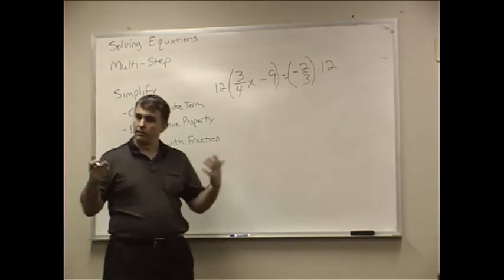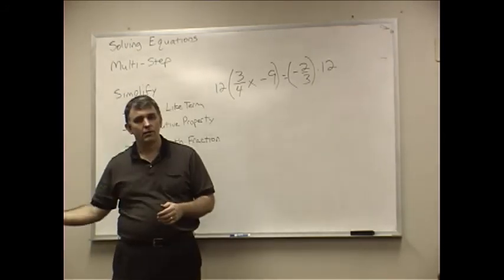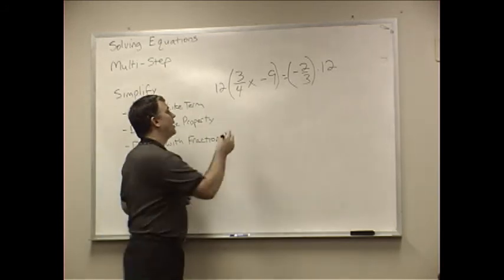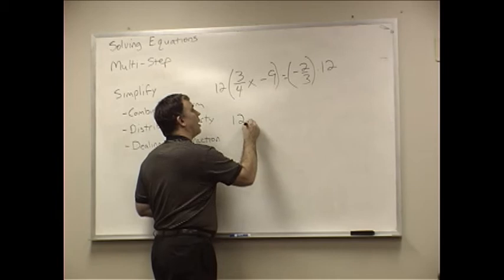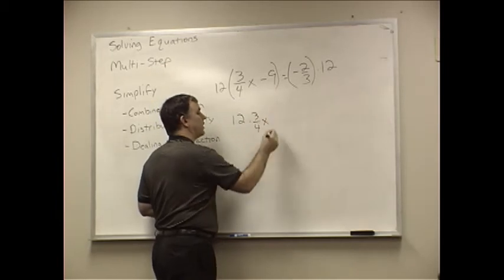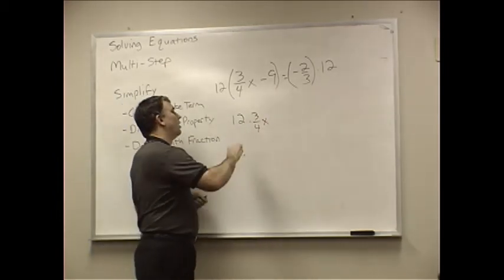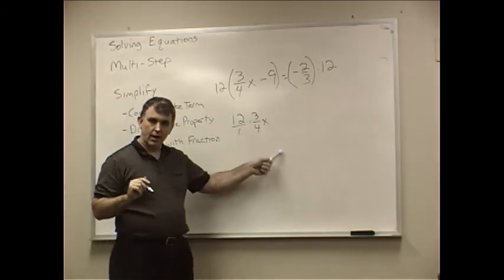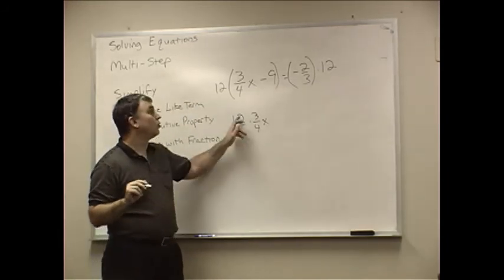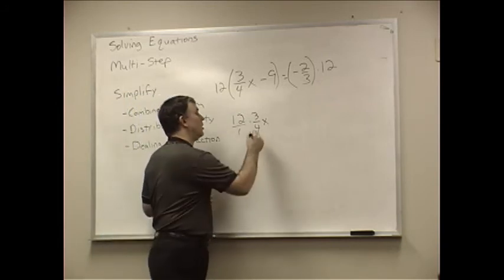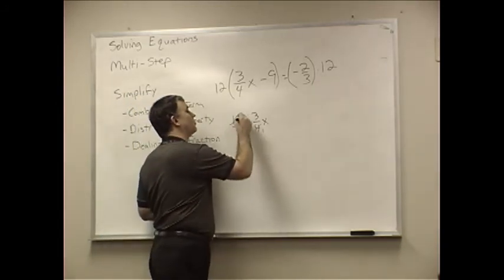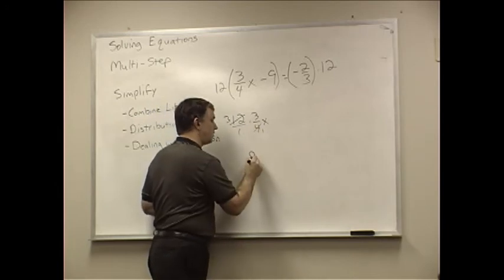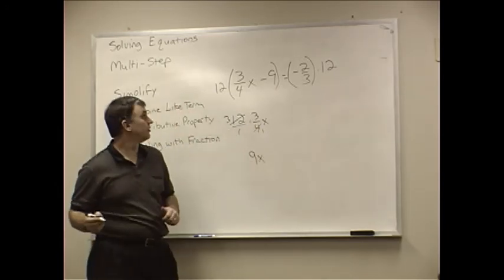All right? We're following the rules. Whatever you do to one side, you have to do to the other. Now, this is pretty cool what happens here. There's 12 times 3/4 x. Since 12 is not a fraction, I'm going to put a 1 under it. I'm going to do my fraction arithmetic here. The 12 and the 4 cancel. The 4 becomes a 1, the 12 becomes a 3. 3 times 3x is 9x.